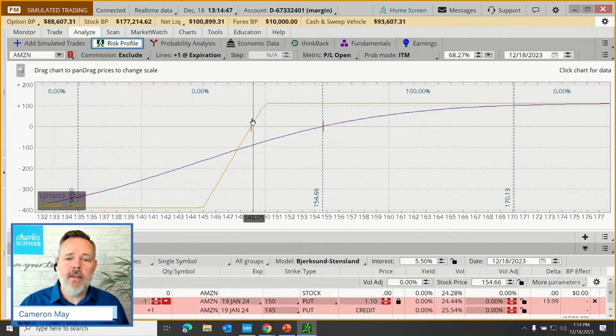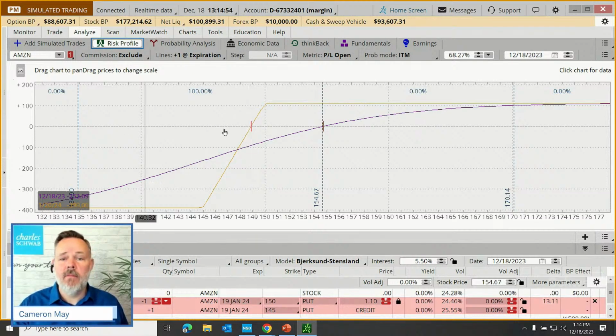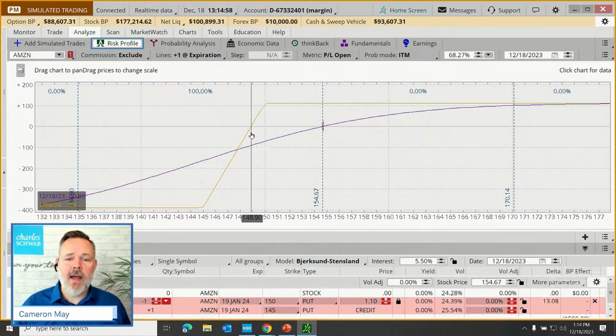So the red hash mark is our break-even point. This is where we intersect with no profit. And if I hover over that, I can see that price is right at 148.90. Well, that's 150 minus our 1.10 credit, 148.90.